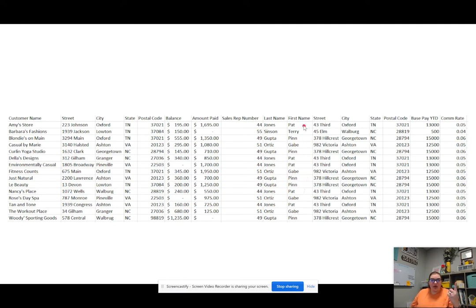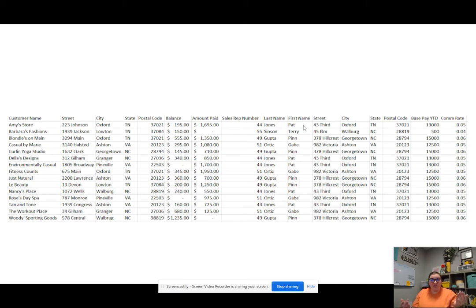So if we had Pat Jones in the sales rep table and then we brought the customer name from over in this table over to the sales rep table, we'd have to list Amy's Store, we'd have to list Delia's Designs, Environmentally Casual, Nancy's Place, and Tan and Tone. And we'd have to put all of those in the same row of information as Pat Jones. That doesn't really work. I mean, you're trying to list multiple customers inside the same row. Okay, because that's a record.